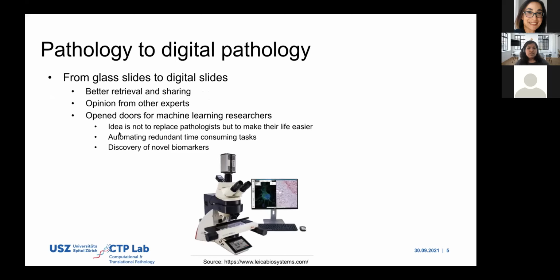So let's begin. We basically went from glass slides to digital slides, and glass slides are physical slides, right? So why did we really do that? We did that because we wanted better retrieval and sharing of the data, of the information. And why did we do that? Because we wanted opinion from other experts on a specific use case. This opened many doors for machine learning researchers because of the vast amount of data that is generated and digitized. Just to be clear, the idea is not to replace pathologists, but to make their life easier and be assistive. And how can we do this? By automating a lot of redundant, time-consuming tasks for pathologists, and also helping in the discovery of novel biomarkers.